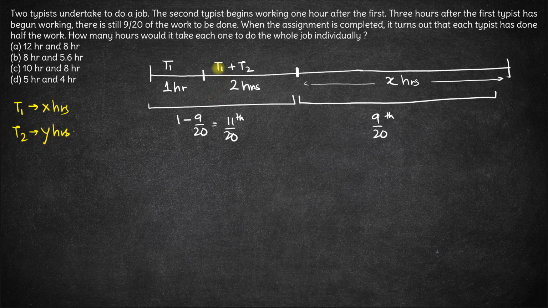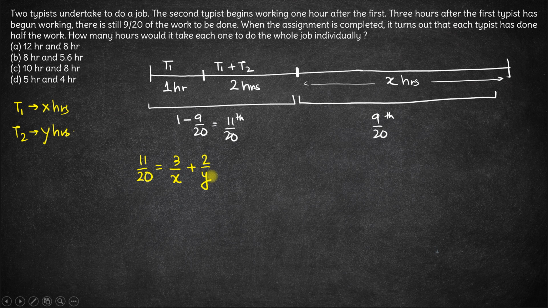Okay. So in this case 11/20th of the work is done. Using the unitary method, the work done is 11/20th, which is the work done by the first typist plus the second typist. Now the first typist works for 3 hours total, so this will be 3 by x, plus the work done by the second typist, who works for 2 hours. This is 2 upon y.